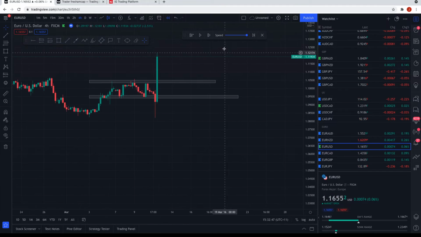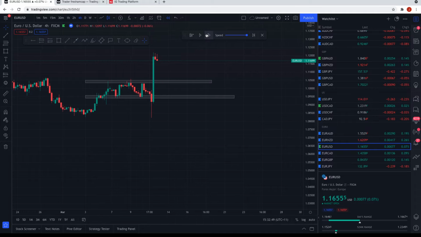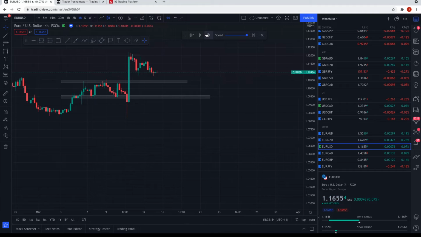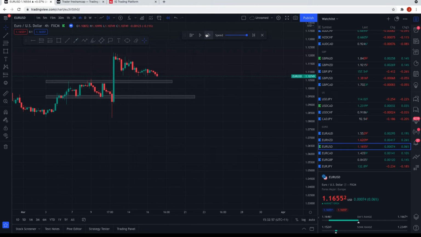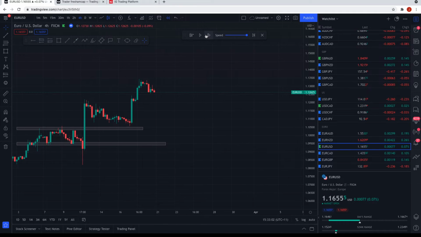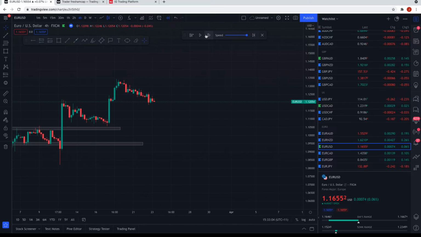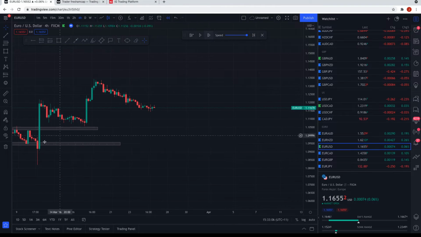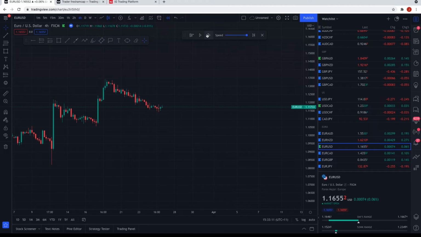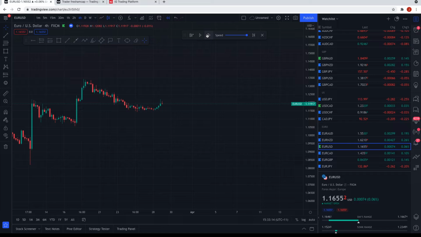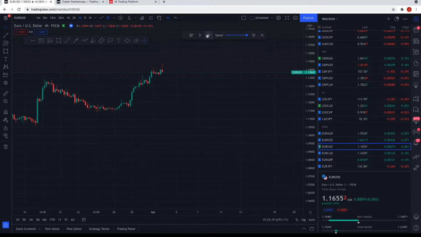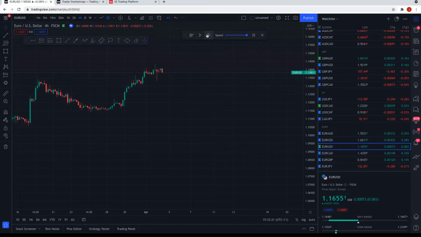Oh, it's not ideal, but let's keep going. Jeez, volatile, but just keep going. Wait for the setups. Gotta be patient. Trust that the trades will come.